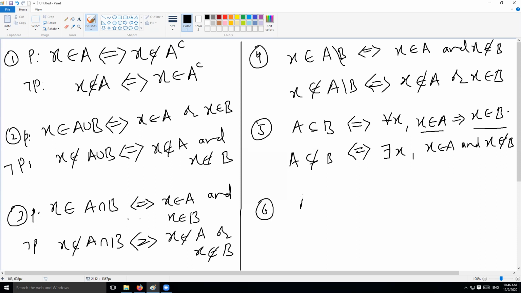And the sixth thing is, what is the meaning of equality of two sets? The equality of two sets means that A is a subset of B and B is a subset of A. These are the basic things that we have discussed previously. There is nothing that we have left out in this. All right. So based on these definitions, you have to prove some identities.